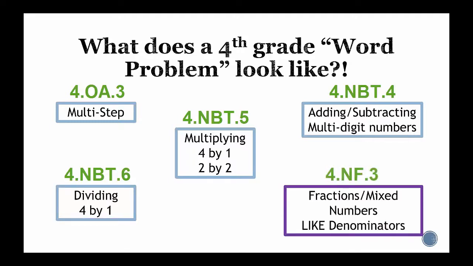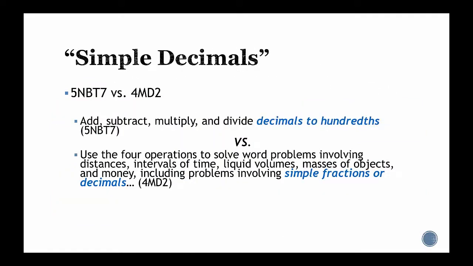4.NF.3 gives us our fractions and mixed numbers domain. That's where we're adding and subtracting fractions or mixed numbers, but with like denominators. And then we have this simple decimal statement. In 4th grade, our work with decimals is very limited. And in 5th grade is when our students actually begin working with decimals to the hundredths in all 4 operations. So as you can see, we need to kind of stay in the lane of tenths place when it comes to this. Also, 4.MD.2 deals with money.